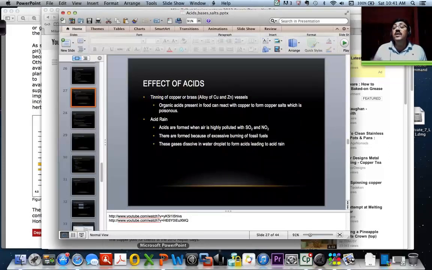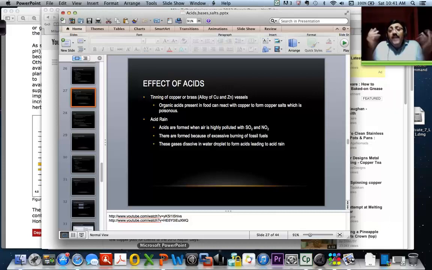So I hope you understood why we do tinning for copper and brass vessels. The reason is that otherwise the copper can react with the organic acids which are there in the vegetables, and ultimately it can produce poisonous salts which can go inside your stomach and create havoc, stomach upsets, indigestion and so on.